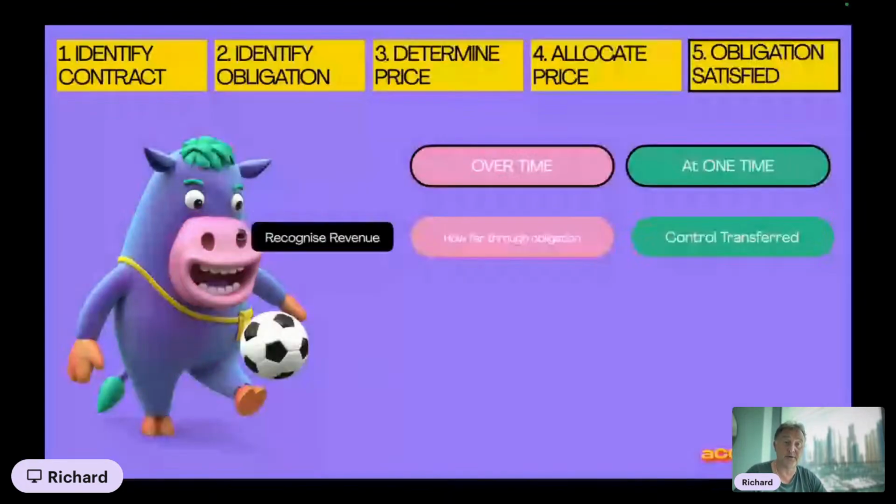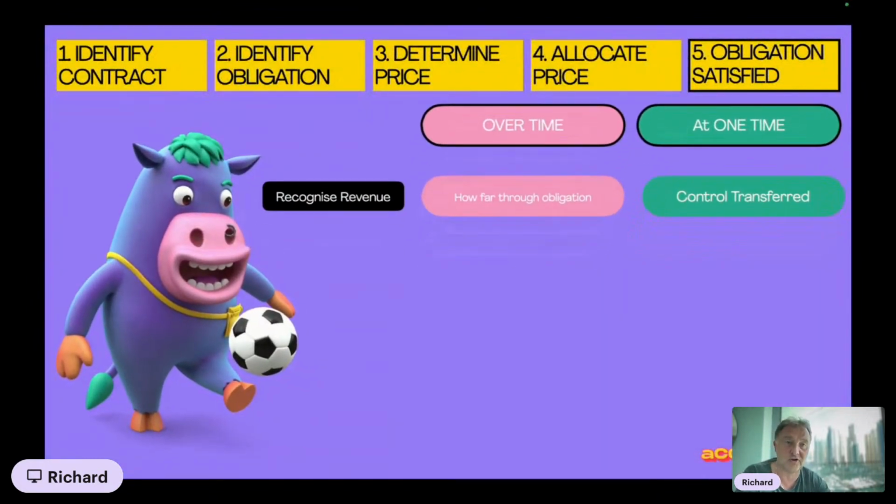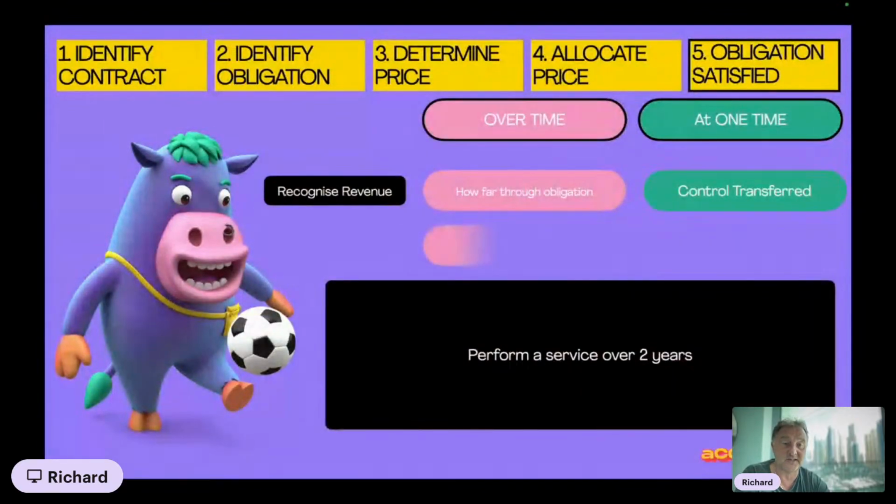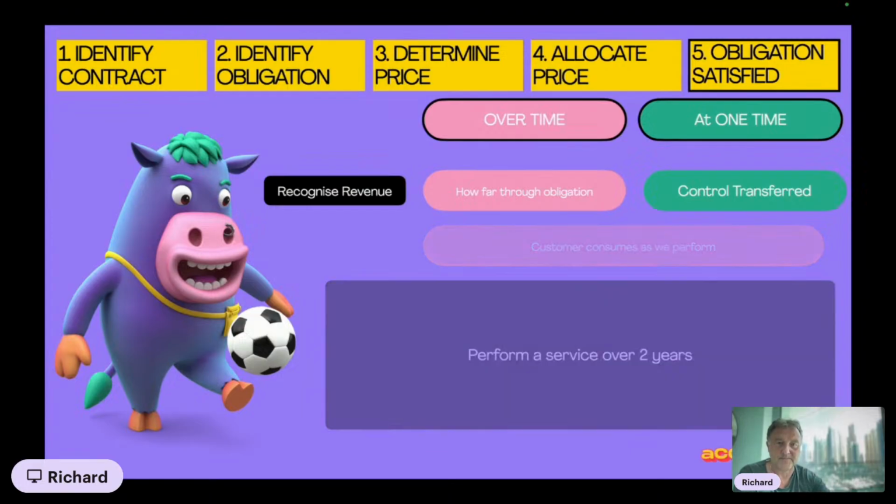So if you're selling a book, as soon as you post the book off, so as soon as they've got control of it. So if you perform a service over 2 years, that's obviously over time. And that's often when the customer consumes it as we perform it. So a maintenance contract or something like that.